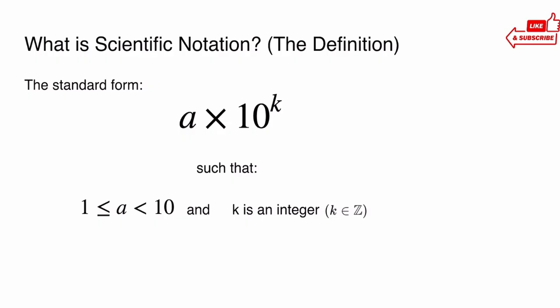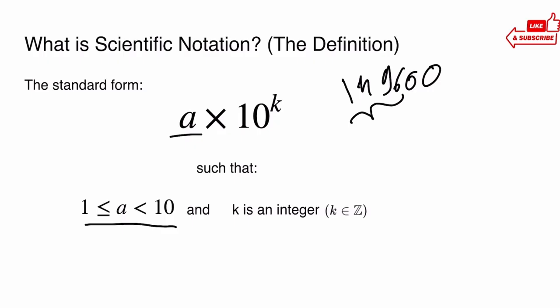So now what is scientific notation, the definition? The standard form of scientific notation is going to be a times 10 to the k. So a right here is the coefficient. It will include all the significant digits in your number, and this value a will always be, in your final answer, greater than or equal to 1 and less than 10. So for example, say your number is 149600, your a value is going to include all your significant digits and is going to be between 1 and 10, so that would be 1.496. So 1.496 would be your a value.